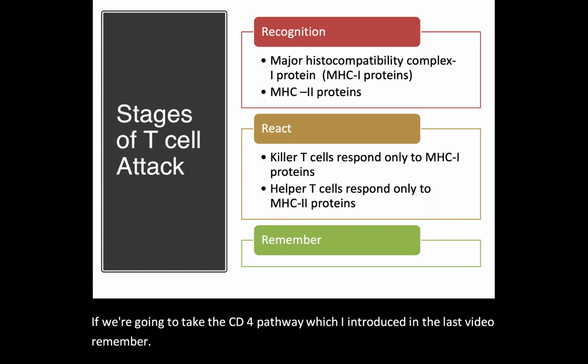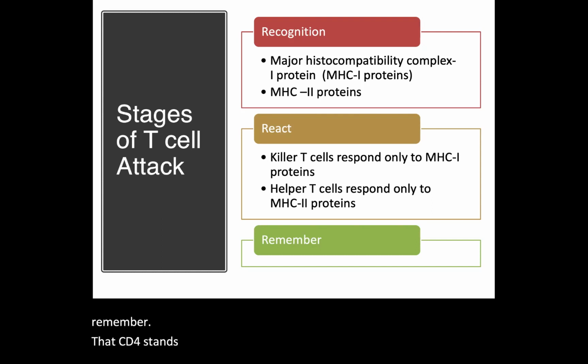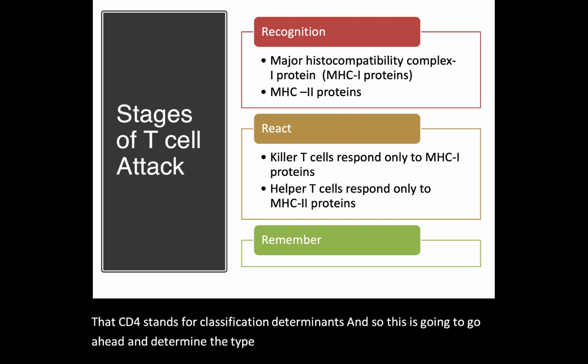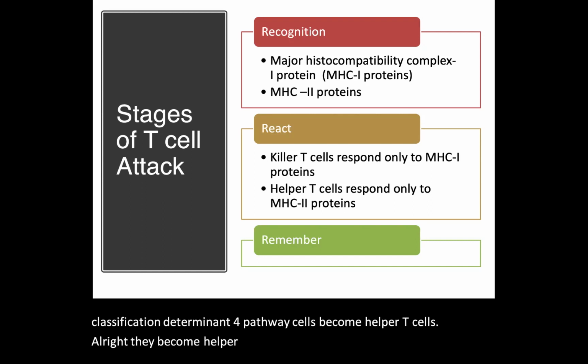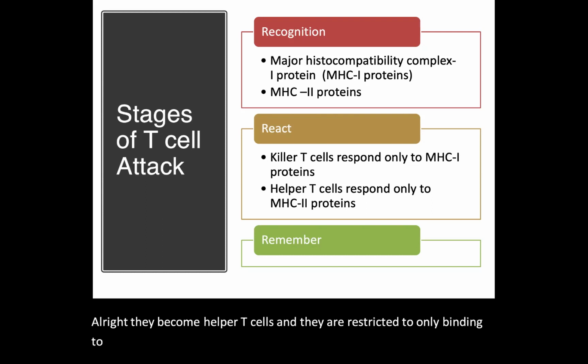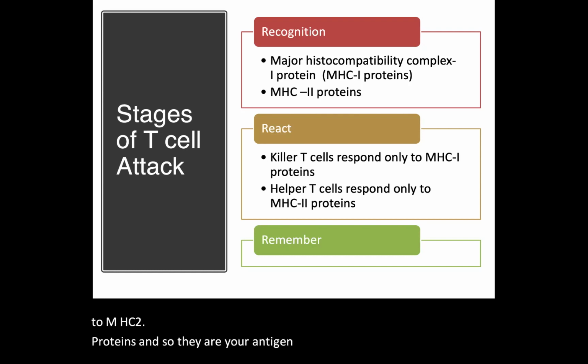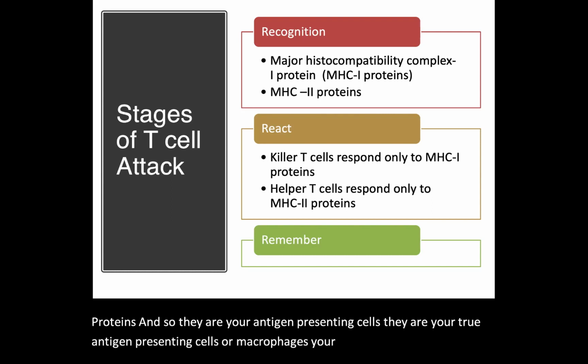that CD4 stands for classification determinant. And so this is going to determine the type of pathway that we are going to take. CD4, classification determinant 4 pathway cells, become helper T cells. They become helper T cells, and they are restricted to only binding to MHC2 proteins. And so they are your antigen presenting cells. They are your true antigen presenting cells, your macrophages, your dendritic cells, and your B cells.